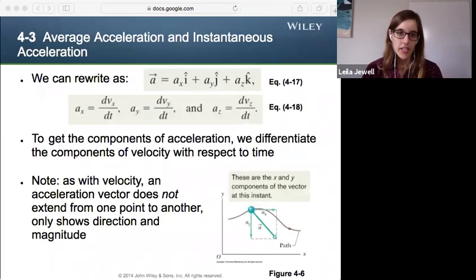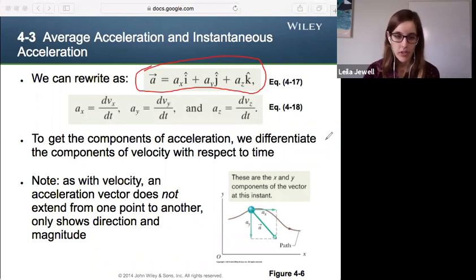So another way we could say that is that the acceleration can be written in terms of its x component, its y component, and its z component, where it's understood that each of those components is just the derivative of the velocity vector in that particular direction. This is a nice compact notation, so it's a handy one to keep in mind.